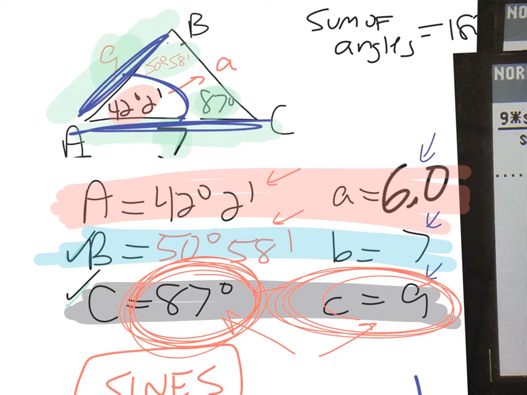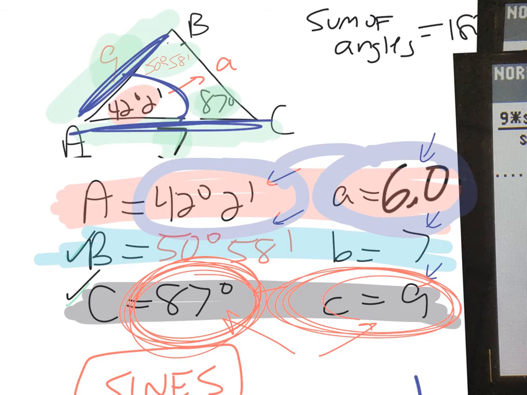The smallest angle, 42, that's the smallest angle, that should be opposite the shortest side, which in this case is 6.0. So that's how you can check to see if you solved the triangle correctly, making sure the biggest angle is opposite the longest side and the smallest angle is opposite the shortest side.